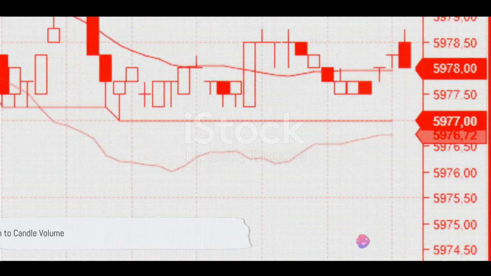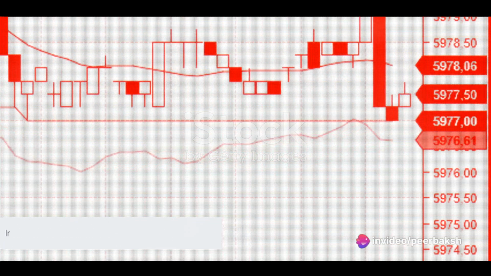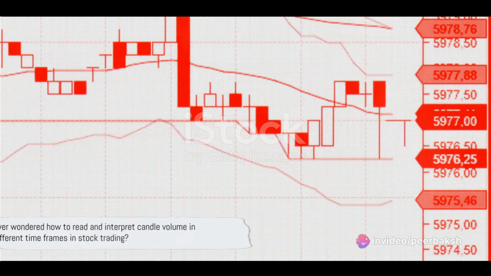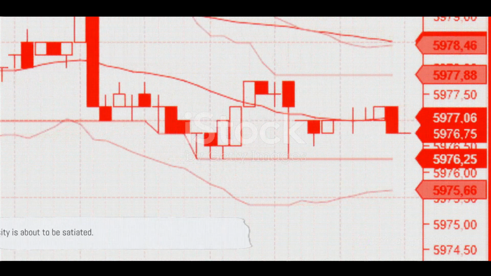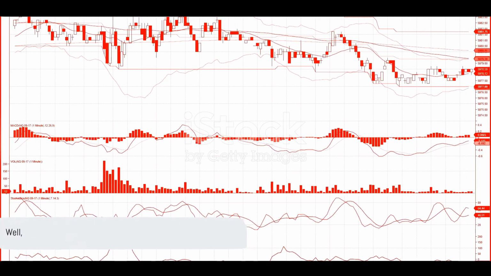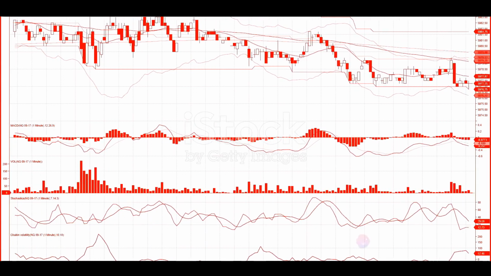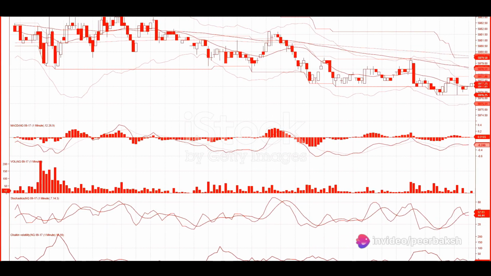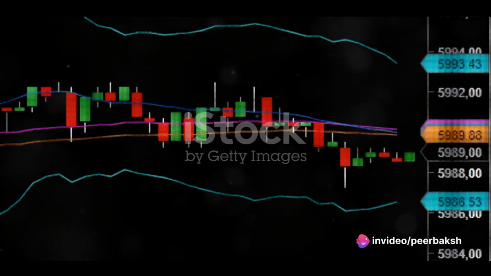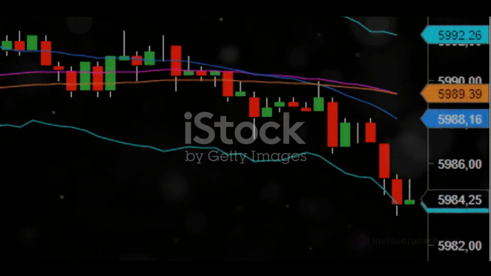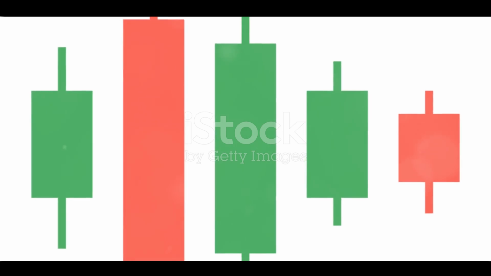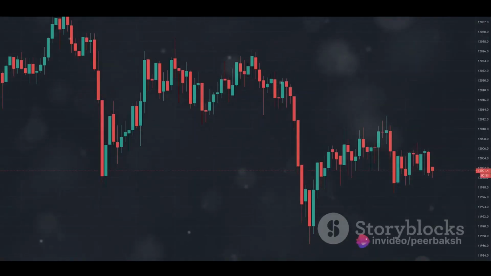Ever wondered how to read and interpret candle volume in different time frames in stock trading? Well, your curiosity is about to be satiated. Welcome to this deep dive into the fascinating world of candle volume. Candle volume, to put it simply, is the measure of how much a stock has been traded during a specific period. It's a vital tool in stock trading, giving us insights into the strength or weakness of a price move. It can help us determine whether a trend is likely to continue or if a reversal is on the horizon.